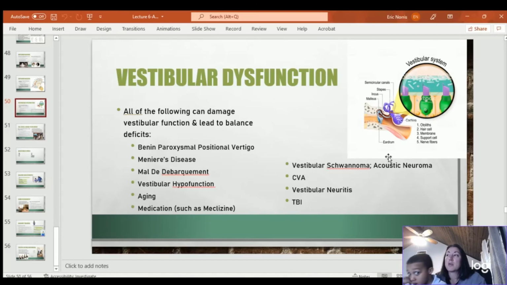Vestibular schwannoma or acoustic neuroma, those are tumors on the vestibular nerve or the acoustic nerve. Stroke, vestibular neuritis, that's just inflammation of the vestibular nerve, and then traumatic brain injury. All of these can damage your vestibular system and cause it not to function appropriately.